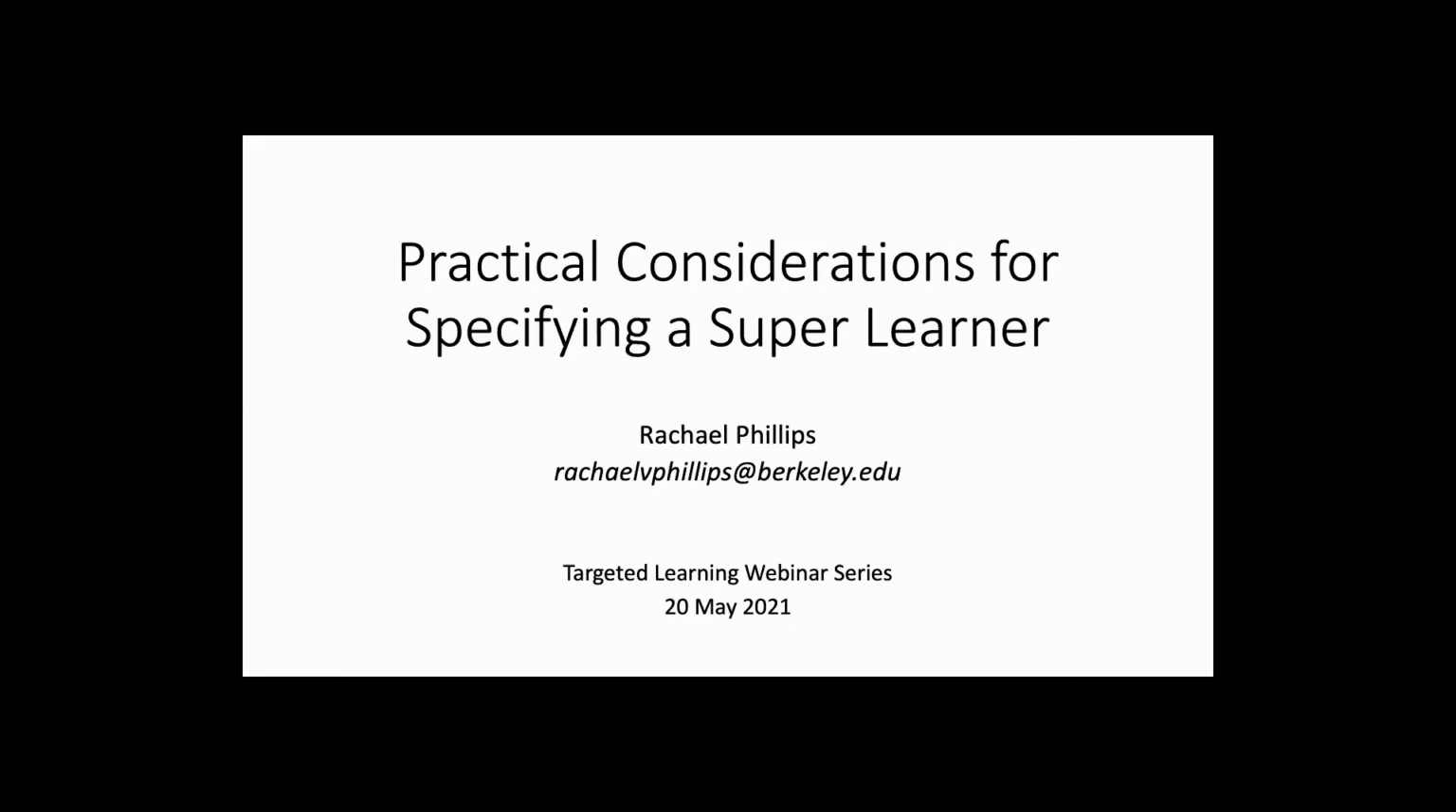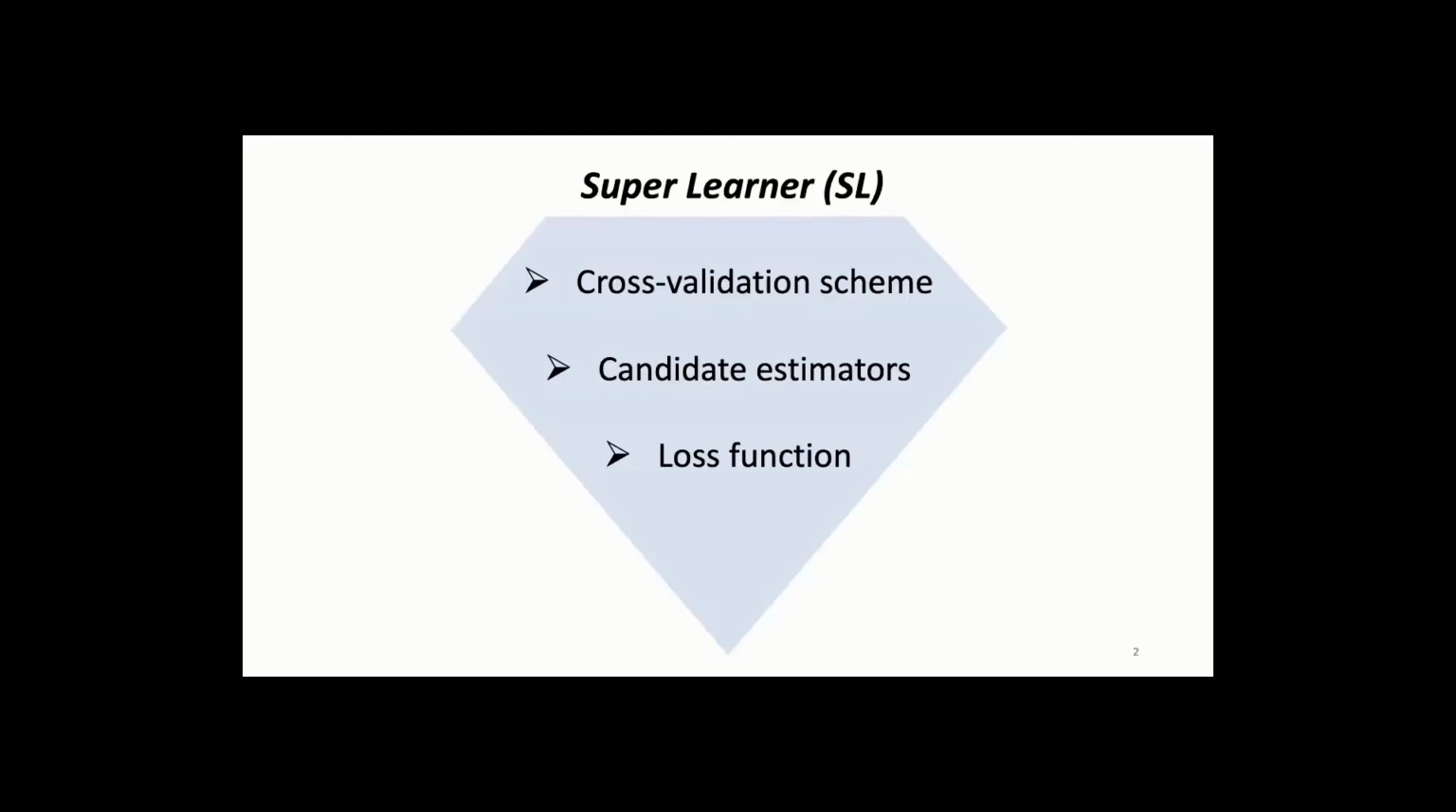Thanks for the intro, Susan, and thank you everyone for attending this talk. Okay, so today we're going to talk about practical considerations for specifying a superlearner. Superlearner is a machine learning algorithm that uses cross-validation and a loss function to optimally combine the diversity of candidate algorithms into a superlearner ensemble. The superlearner is extremely flexible and entirely pre-specified. But how should it be constructed?